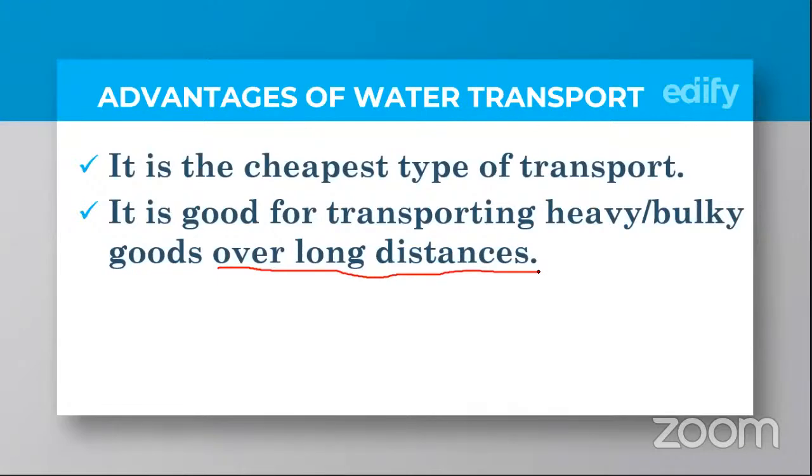Outside the continent, such bulky goods, we would use the water transport. It becomes cheaper than air transport, okay? Because if we are to fly 10 containers, these big containers, it will become very expensive if we are to fly these 10 containers across the Indian Ocean, across the Atlantic, outside Africa. It becomes very expensive. But then if we use water transport, it becomes cheap, okay? So it is good for transporting heavy, bulky goods overseas or over a long distance, okay? I want you to understand that very well.